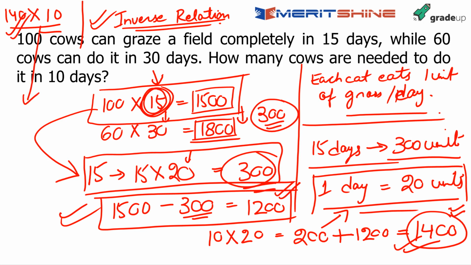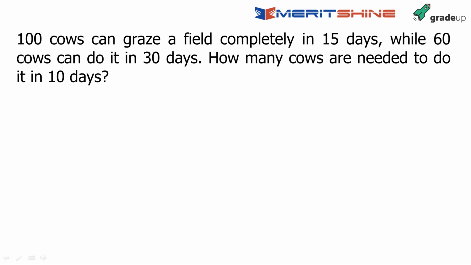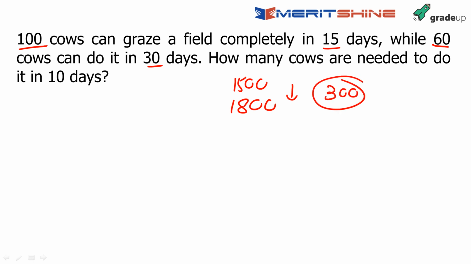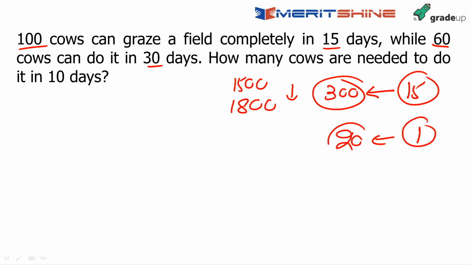Now I have explained it in great detail. You do not need to do all this while you are doing a question. Fine. I am erasing this, just showing you how you will think. You will look at this 15 days and get 1500. You will look at this 60 and 13, you will get 1800. You realize quickly that the difference is 300. This difference is for 15 days. It means that for one day the growth of grass would be 20 units.